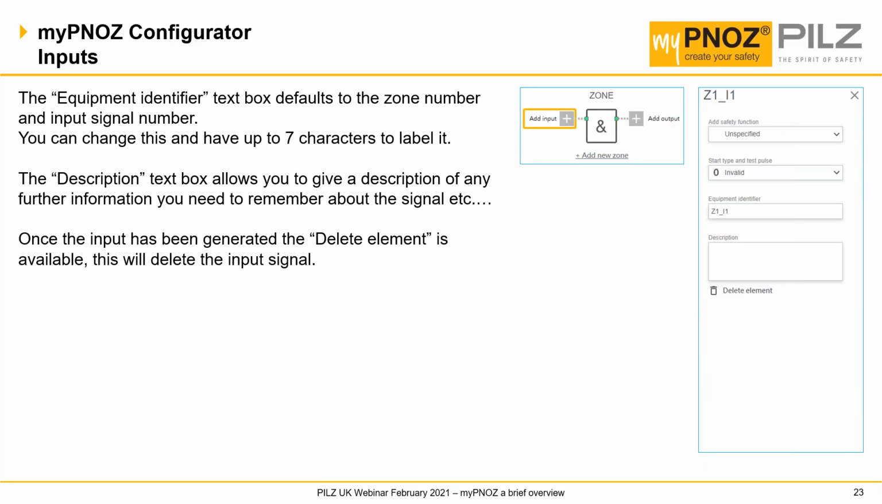The next item is the equipment identifier, so you can name the signal. The text box defaults to the zone number and the input signal. For example, shown here, zone 1, input 1. You can change this to have up to 7 characters to label it, and the description box allows you to give any description of any further information you need to remember about the signal. Once the input has been generated, you'll have the option to delete the element, which will allow you to delete the item if you need to.